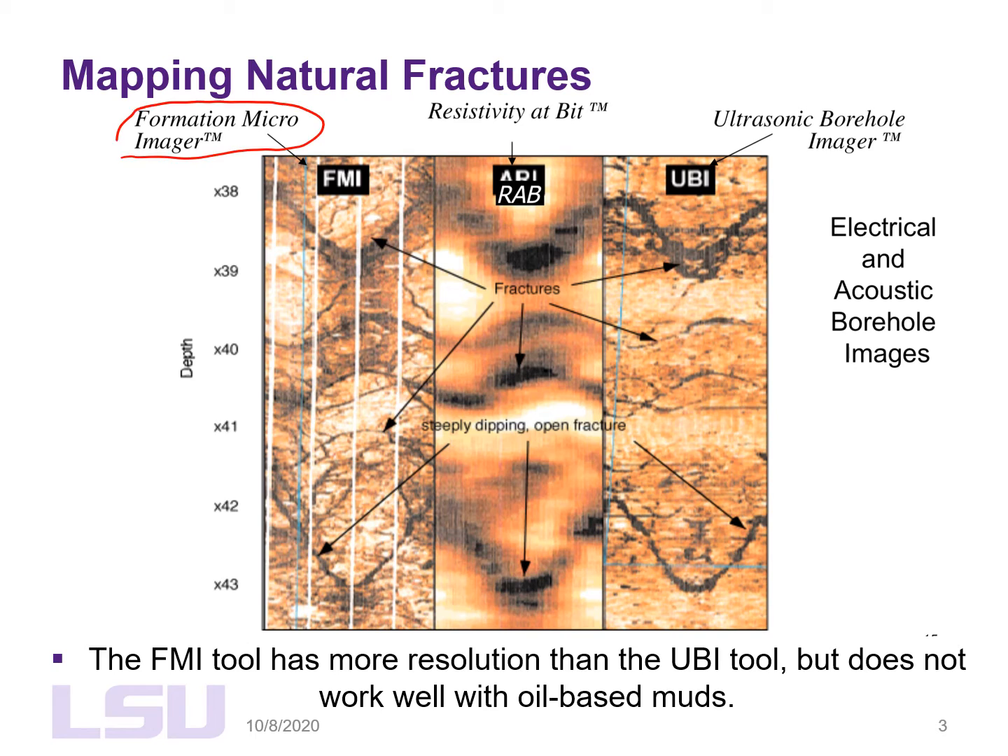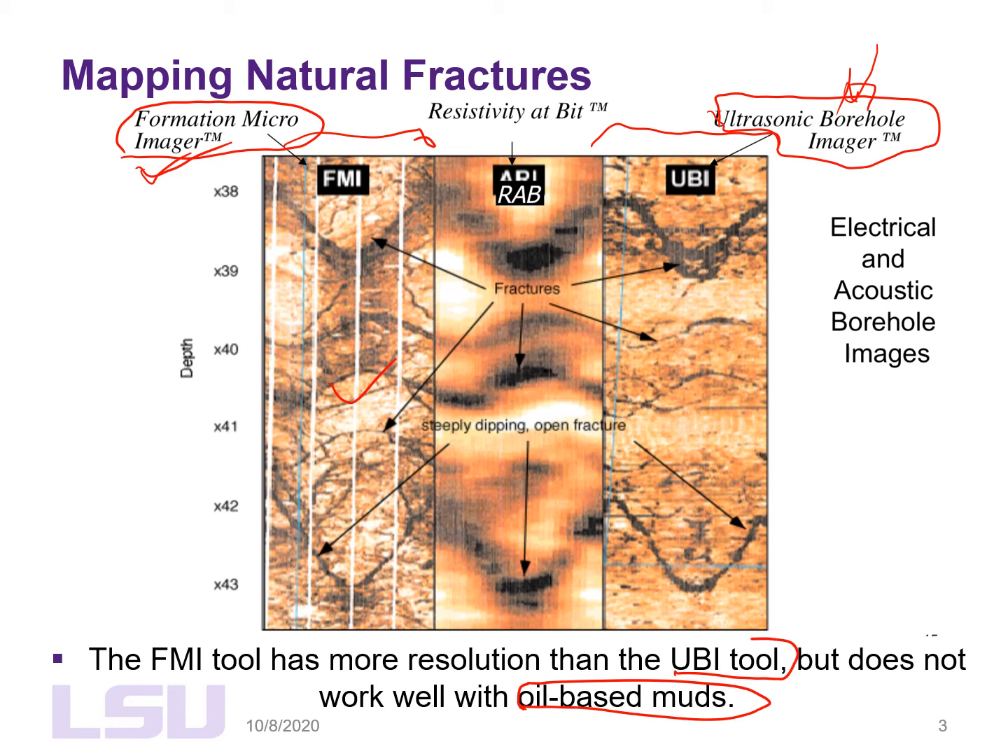So next I will show the images from both tools. So this is your Formation Micro Imaging tool. This is the ultrasonic borehole imaging tool, and that's the corresponding image you get. So this is the higher resolution. Although this has a lower resolution, you will wonder why use this, why not always use FMI? Well, it turns out FMI doesn't work well when you have oil-based muds. So we use the UBI tool in those cases.